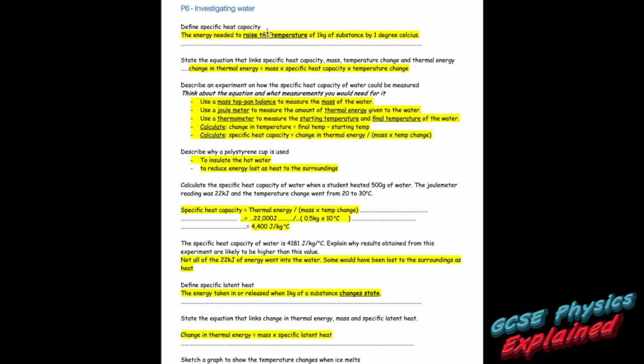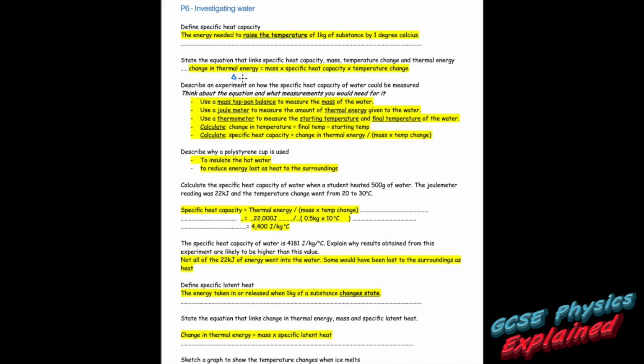Define specific heat capacity. Well, it's the energy needed to raise the temperature of 1 kilogram of substance by 1 degree Celsius. State the equation that links specific heat capacity, mass, temperature change, and thermal energy. So we say change in thermal energy equals mass times specific heat capacity times temperature change.